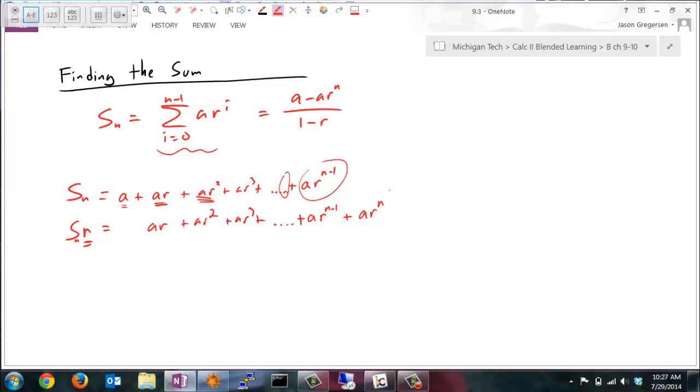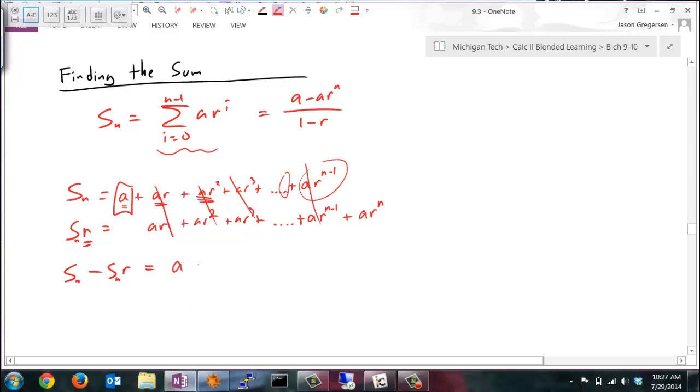And all I'm going to do is, I have these two equations, and I'm just going to subtract them. I have this thing minus this thing. But when I subtract them on the right-hand side, these cancel, these cancel, these cancel, everything cancels, and I'm just left with my first term here, a, minus my last term here that doesn't get canceled. So a times r to the n. And remember, the whole goal here is to find the sum of the first n terms, to find S sub n.